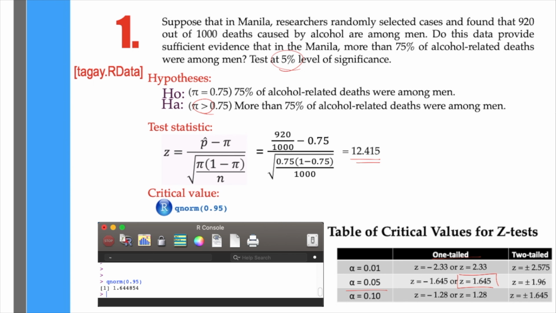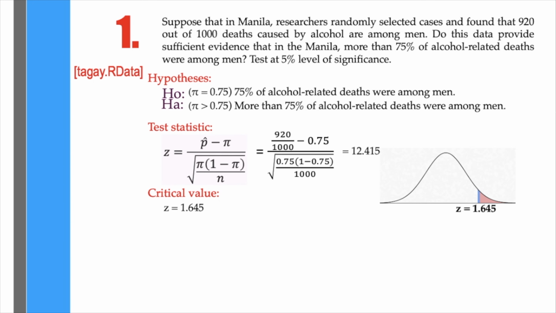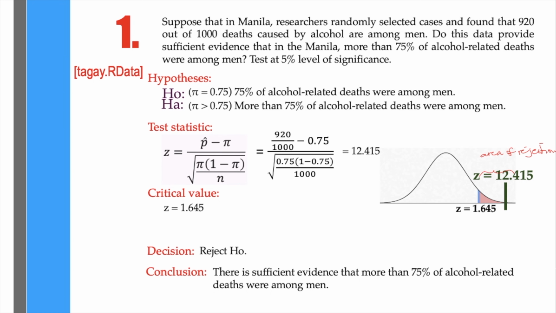And that gives a value of z equals 1.645, which sets this area as the area of rejection, having an area of course 0.05. Now the question is, where is 12.415? Is it in the area of rejection? Yes, it is in the area of rejection. Thus, we're going to reject the null hypothesis and conclude that there is sufficient evidence that, alternative hypothesis, more than 75% of alcohol-related deaths were among men.